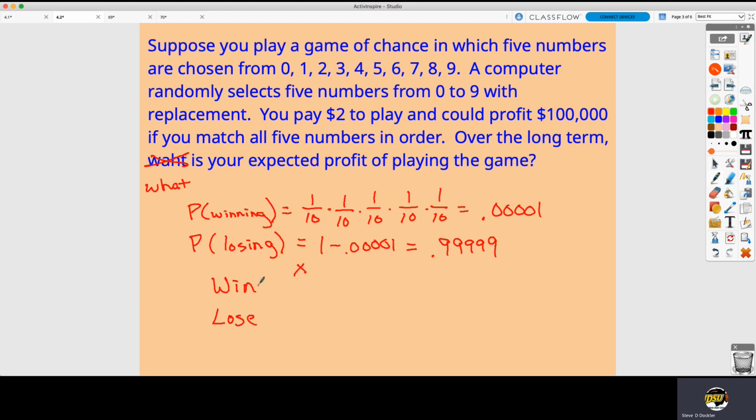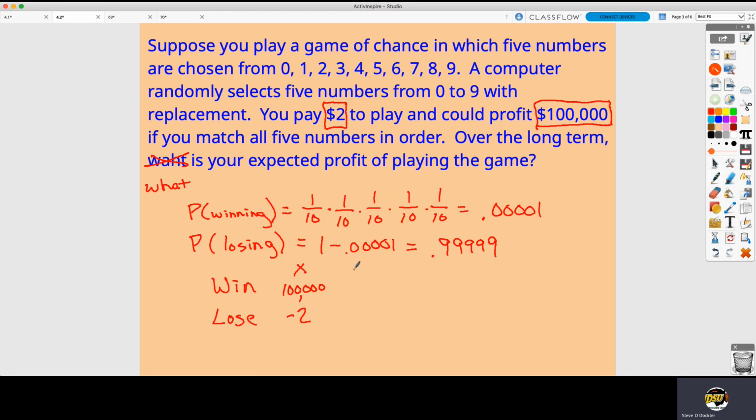What is the amount that's going into this game that is going to change? The numbers that are going to change is how much you win, or how much you lose. So if you win, you're going to win $100,000 here. If you're going to lose, we're going to have -2. That is what is changing for this, the expected profit at the end.